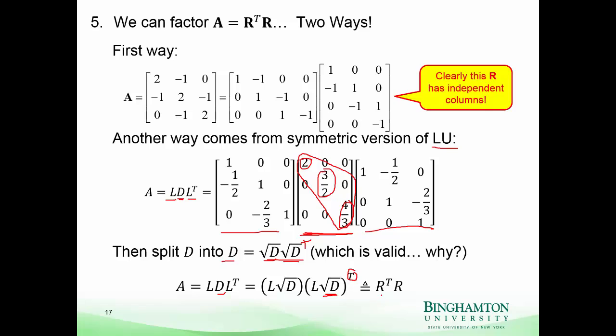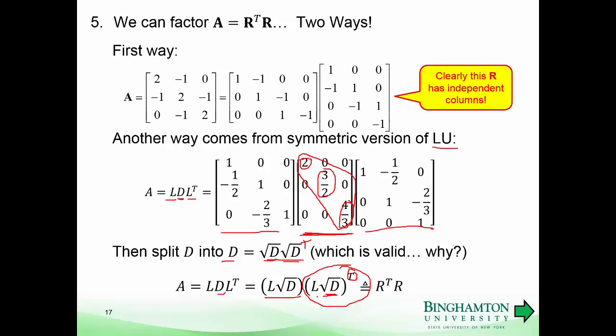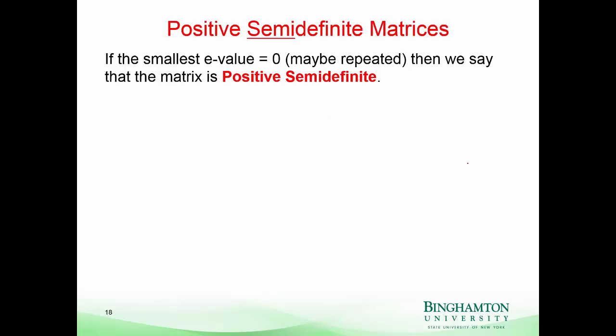And we'll define that to be our R transpose R. So this is our R, and this is our R transpose. I know that it seems odd to call something with a transpose on it R, but we can. So there's our two ways to split that. And we know that the columns of the L matrix are independent from each other.